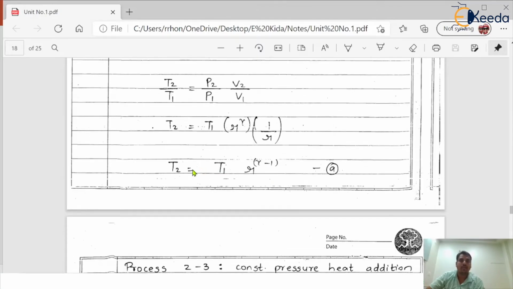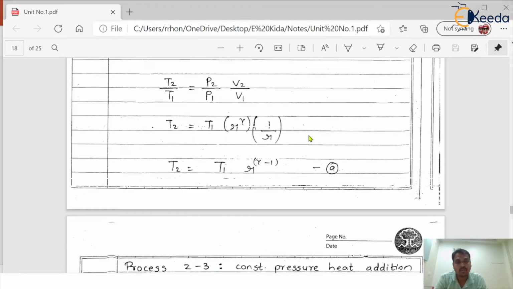Finally, we can write T2 is equal to T1 into r raised to gamma minus 1, because here we have 1 by r. Once the denominator moves to the numerator, you have to write minus 1, so the term becomes r raised to gamma minus 1. This is equation number 8, from process 1 to 2, the compression process.